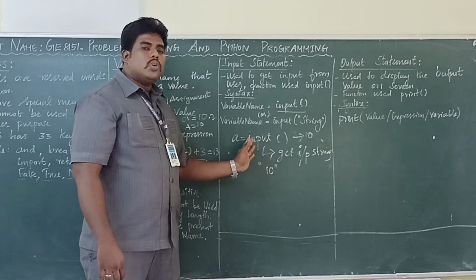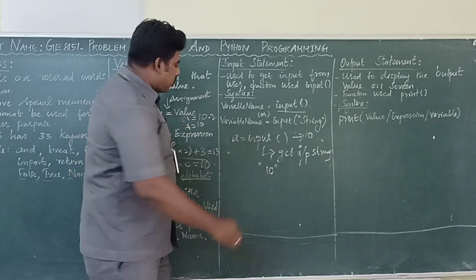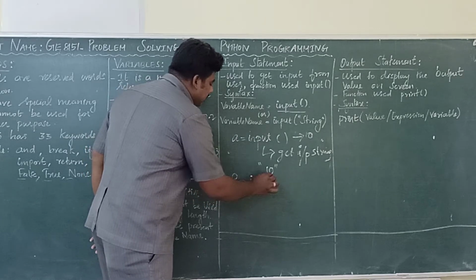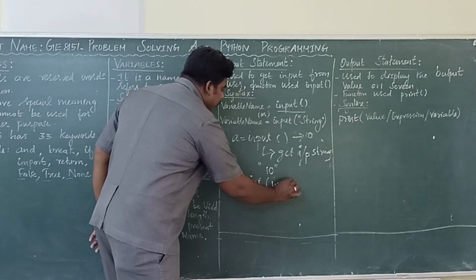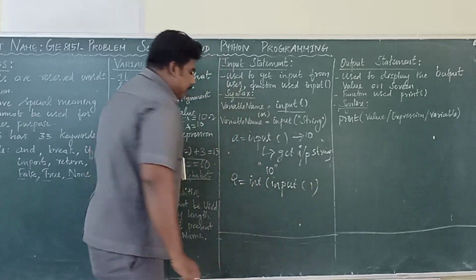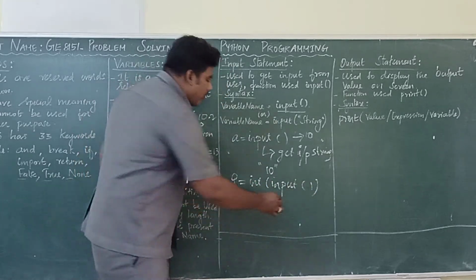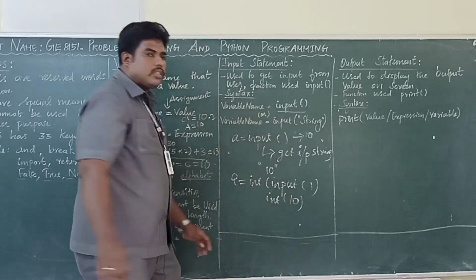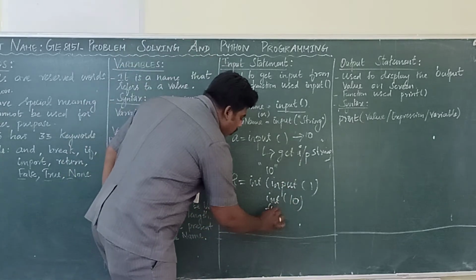If you want to change it as an integer means, you have to add another line, a equal to int input of. We say it is typecasting. Whatever input you are getting, it should be converted into integer. Like that we can convert for float also.